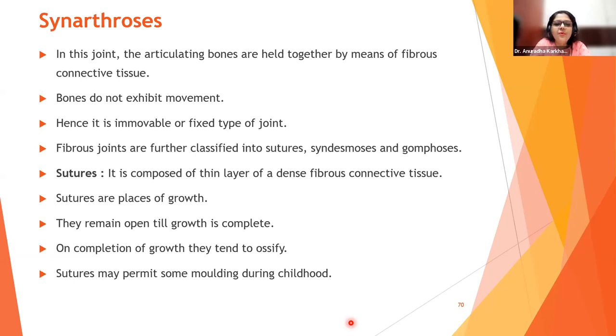Okay, so this is the way the classification of immovable joints has to be studied. What are the three things? Sutures, syndesmosis, and gomphoses. What exactly are these? Let us see. Sutures. It is composed of a thin layer of dense fibrous connective tissue. We know that it is held by fibrous connective tissue. Sutures are places of growth.